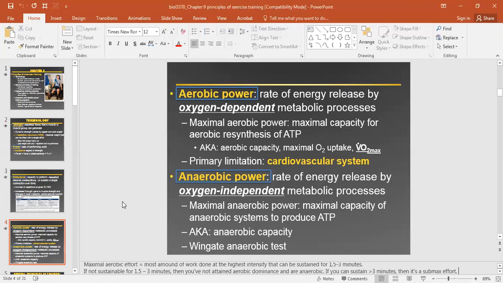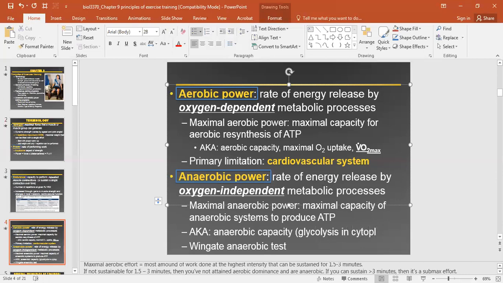All right. Anaerobic power then is oxygen independent. So it's the rate of energy release. How fast can ATP be produced by oxygen independent pathways, which are your anaerobic glycolysis. So they think of the glycolysis that happens in the cytoplasm. Remember, there's 2 to 3 ATP. I'll do this in the notes.